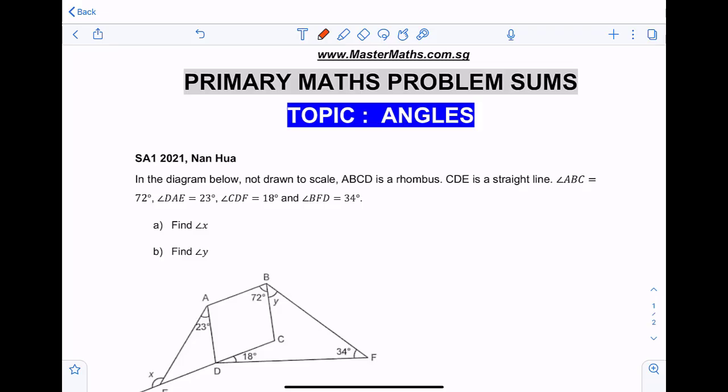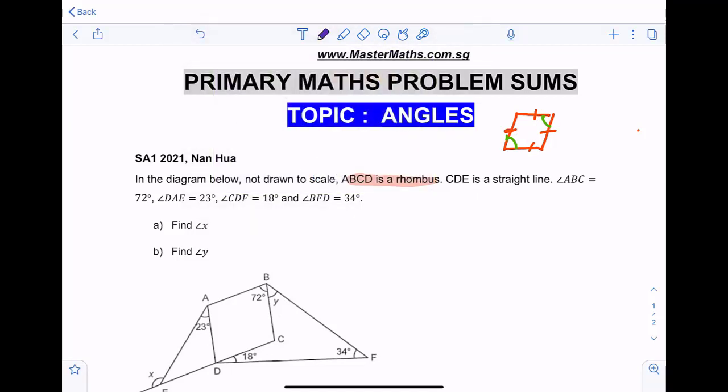In the diagram below, not drawn to scale, ABCD is a rhombus. Now what's a rhombus? A rhombus is actually a slanted square, like something like this. All the lengths are the same, and not just that, this green angle and this green angle are equal to each other. So let's say this is 70 degrees, this is going to be 70 as well.